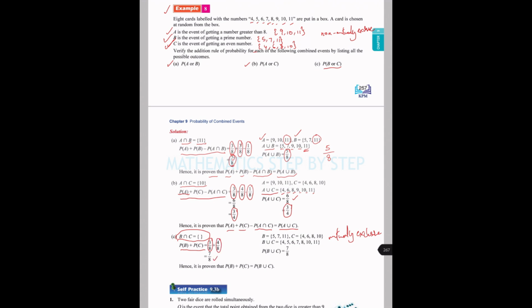Then now we want to list all the possible outcomes. So set B union C is 4, 5, 6, 7, 8, 10, 11. So there are 7 elements out of 8. Again, we get the same answer. So it is proven that probability of getting B plus probability of getting C is equal to probability of getting B union C, okay?